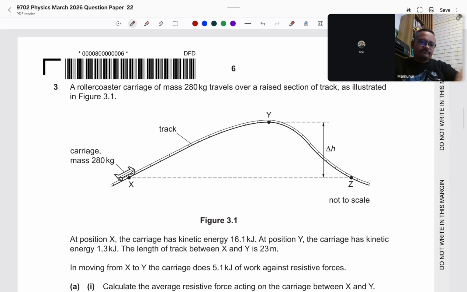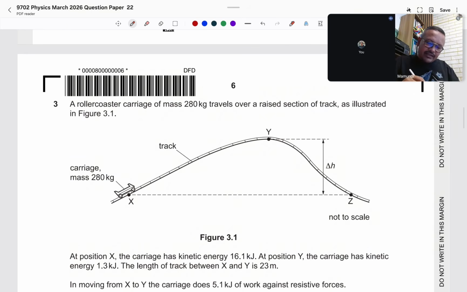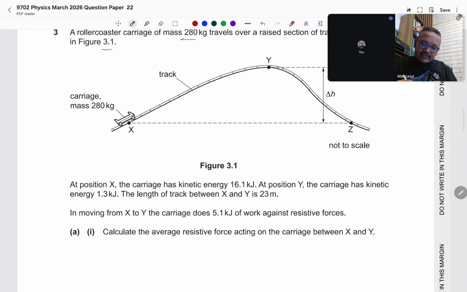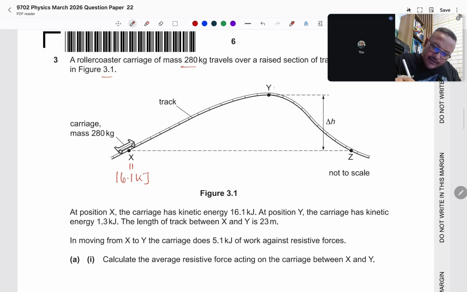It's question number 3. Let's do it. Question number 3. Here, a roller coaster carriage of mass 280 kg travels over a raised section of track as illustrated in figure 3.1. It is 280 kg. Okay. At position X, the carriage has a kinetic energy 16.1 kilojoule. Okay, here the EK equals 16.1 kilojoule. At position Y, it has kinetic energy 1.3 kilojoule. Here, 1.3 kilojoule. The length of the track between X and Y is 23 meter.